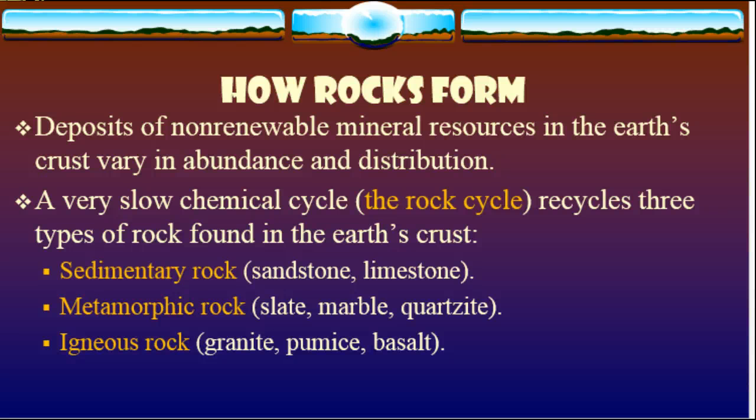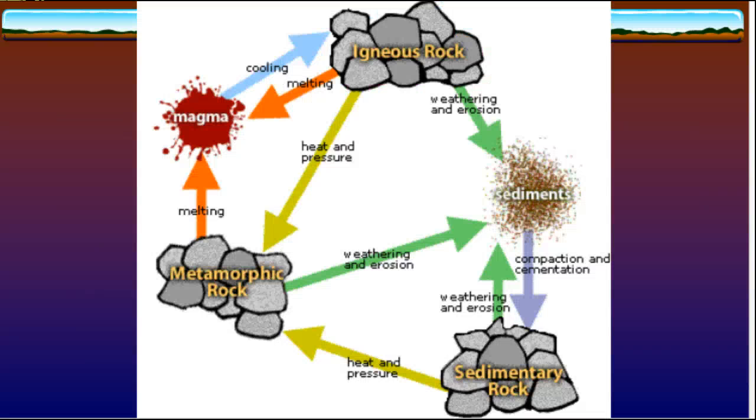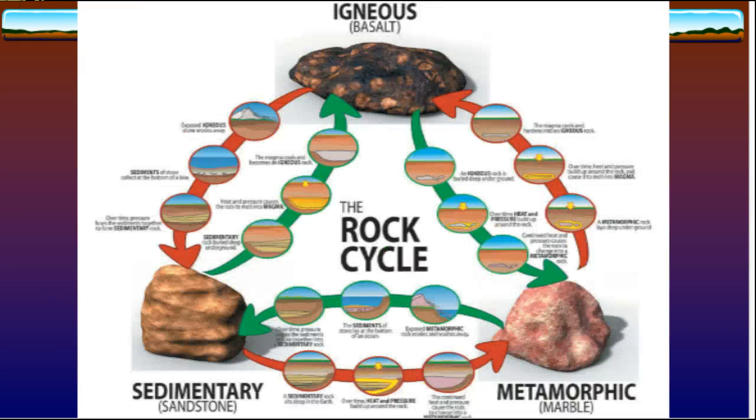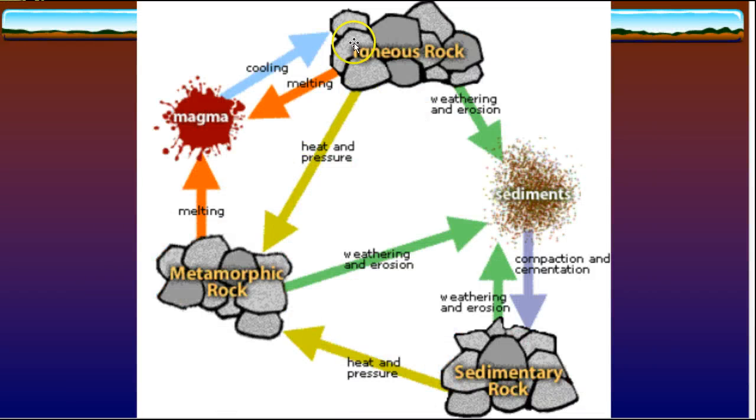Alright, so when we look at how rocks form, we want to look at the rock cycle. We have 3 different types of rocks, and they can go through a very slow chemical cycle to transform into the different types. You have this version of the rock cycle that I gave you, but it may help to put these labels onto your rock cycle, because these are the overall things of what's happening here.